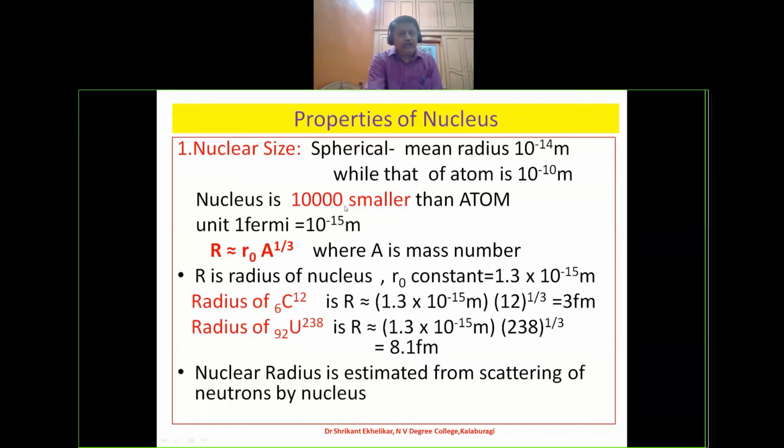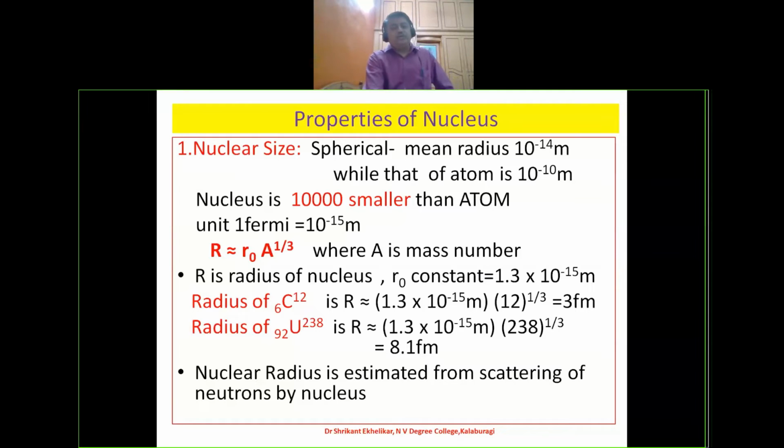So the first property of the nucleus is its size. Because the nucleus is very small and we cannot directly measure its radius, we can compare it with that of an atom. The nucleus is stable, therefore it is spherical in shape, its radius is 10 raised to minus 14 meter, while that of the atom is 10 raised to minus 10. So if we compare the radius of the atom and the radius of the nucleus, the nucleus is 10,000 times smaller than the atom, and these small quantities are measured in a new unit, that is 1 Fermi.